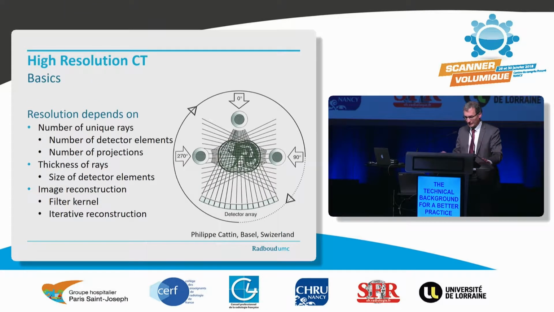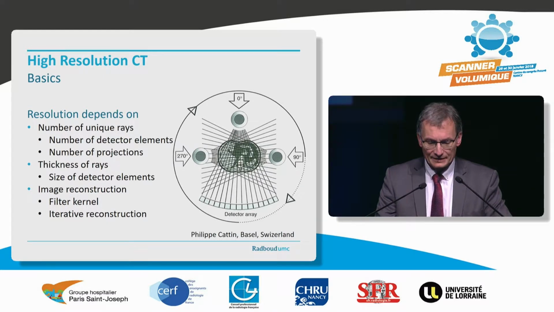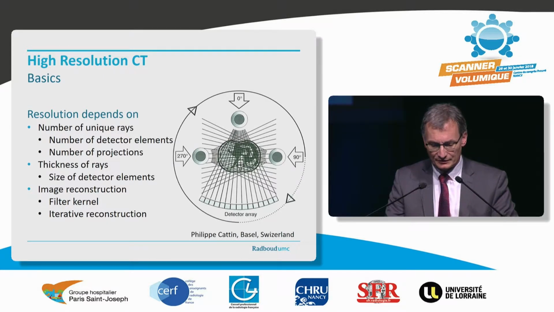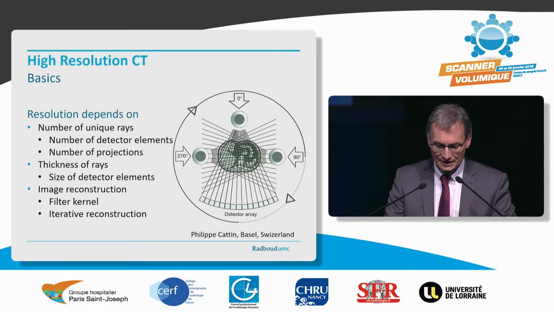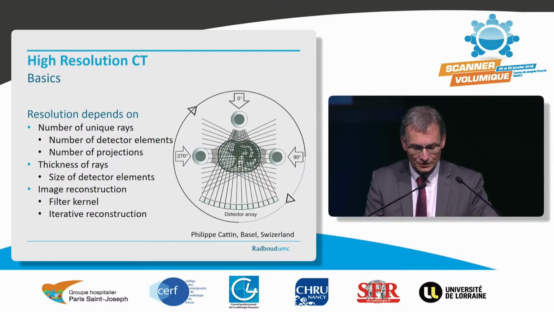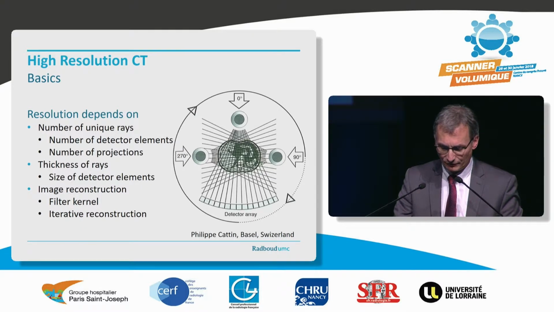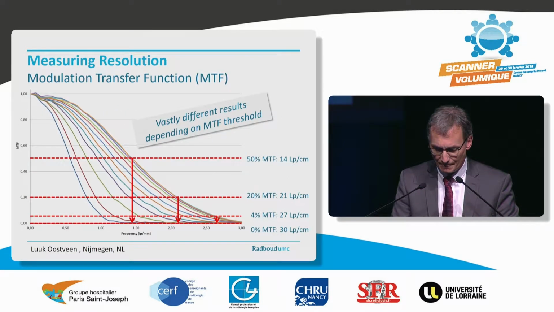Now, if you look at the technique of high-resolution CT, then the resolution depends on the number of rays that pass through the patient, and that is again dependent on the number of detector elements and the number of projections. It also depends on the thickness of these rays, which again depends on the size of the detector elements, but also on the focal spot. And finally, it depends on image reconstruction, whether you use a specific filter kernel or iterative reconstruction.